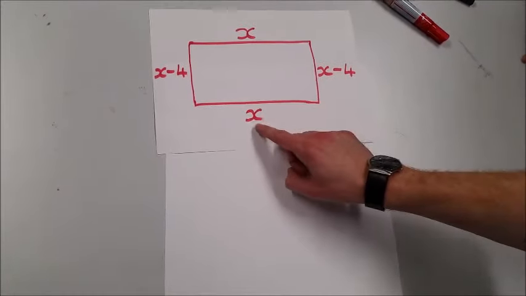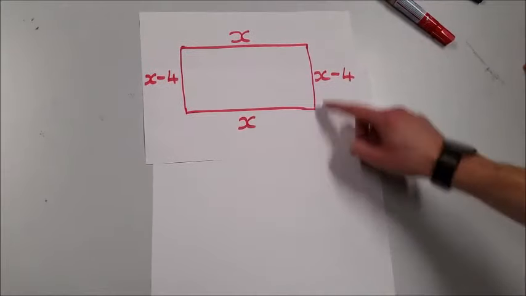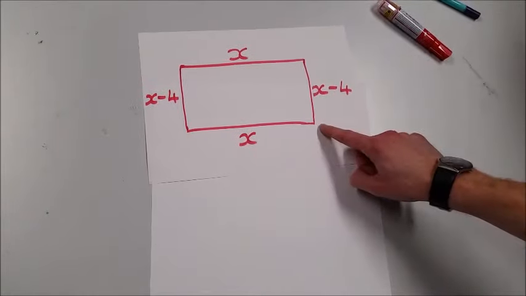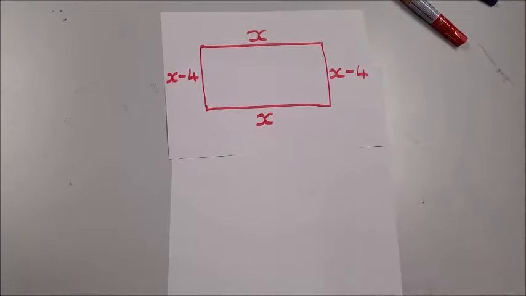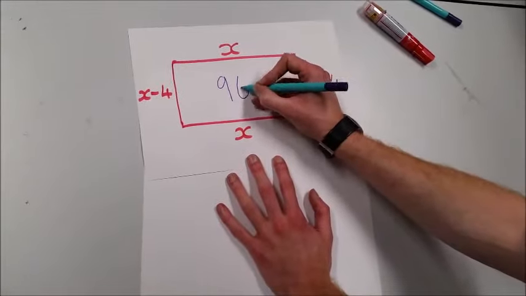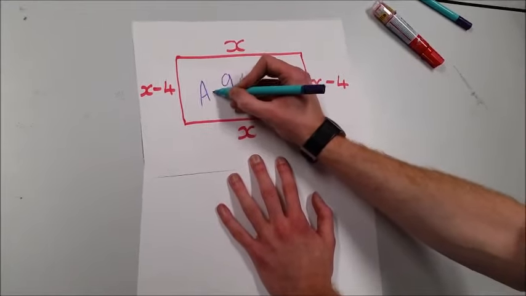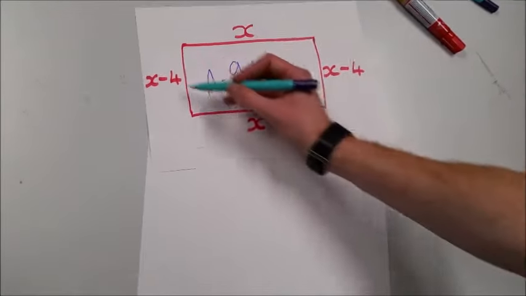Now, if we knew what x was, then we would be okay, because we would be able to calculate the perimeter by adding up the 4 sides. However, we don't know what x is. So we're going to have to use the other piece of information that we're told, the fact that the area is equal to 96.